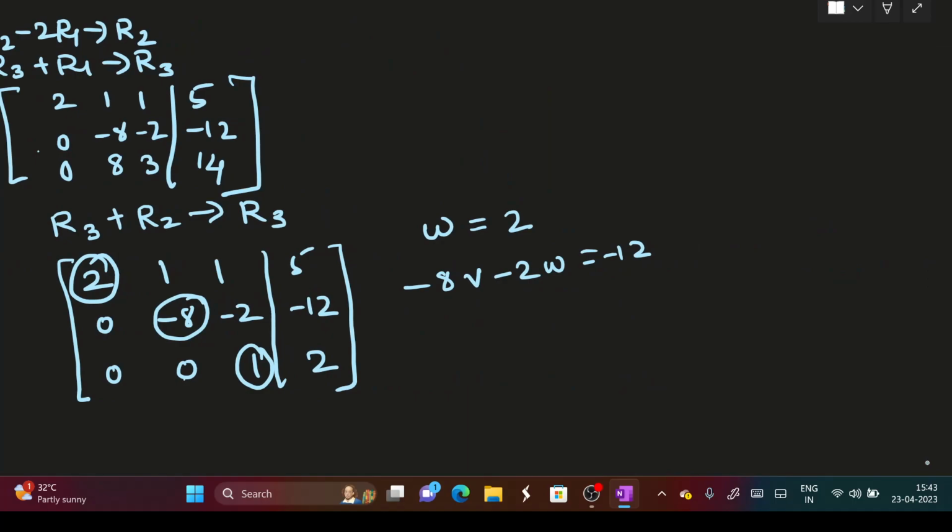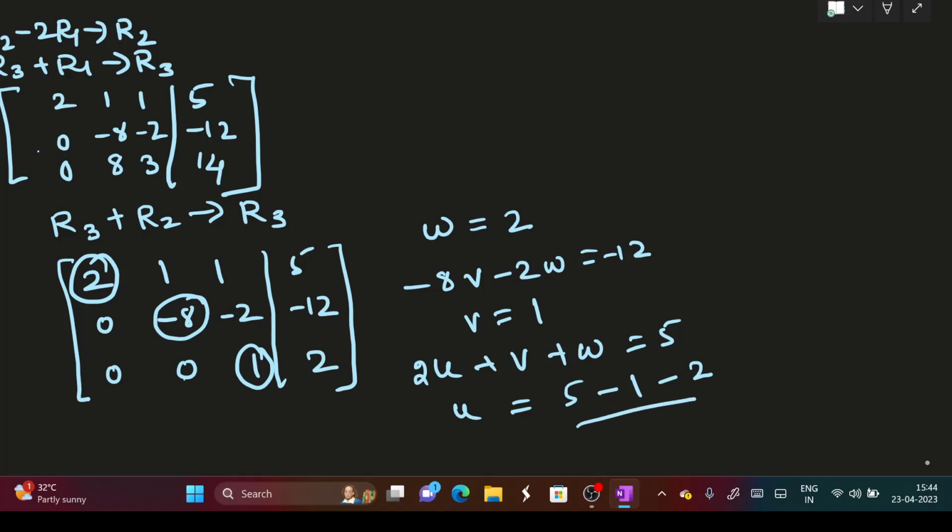Here W is already with me, which is 2. So it is going to that side, it is minus 8. So V is equal to 1. From here I got my V is equal to 1. So once I substitute my V and W in the equation, what is the first equation? 2U plus V plus W is equal to 5, which implies U is equal to 5 minus 1 minus 2 by 2, which is again 1.